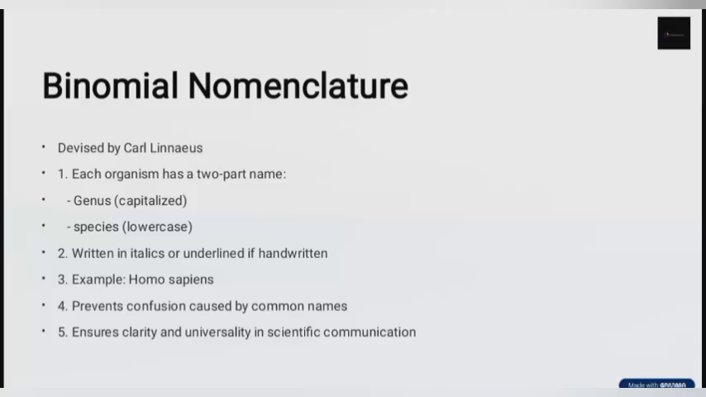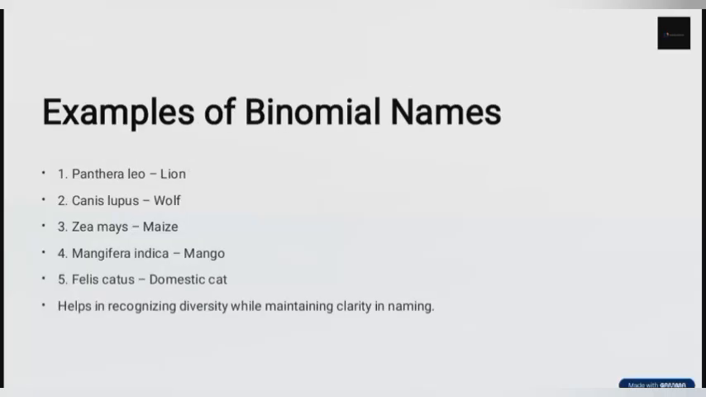So let's look at examples of binomial names. Number one, we have Panthera leo. If you notice, the first word there is Panthera. Panthera there is the genus, and it is written in capital letter, whereas leo is written in small letter. So whenever you hear Panthera leo, you are talking about lion. Then we have Canis lupus, that is wolf. Then Zea mays, that is your maize.